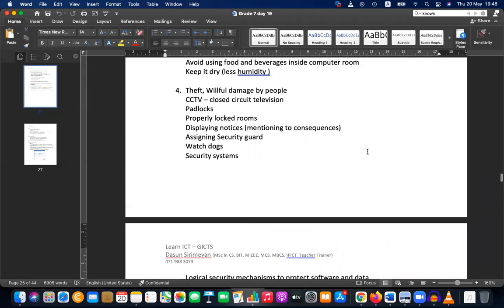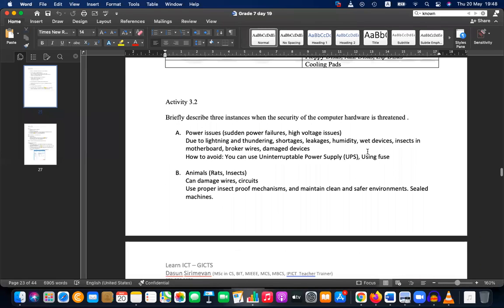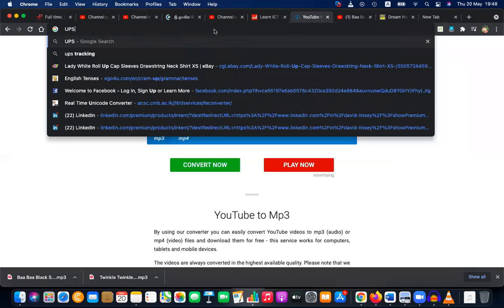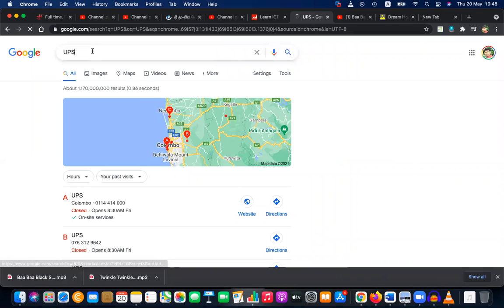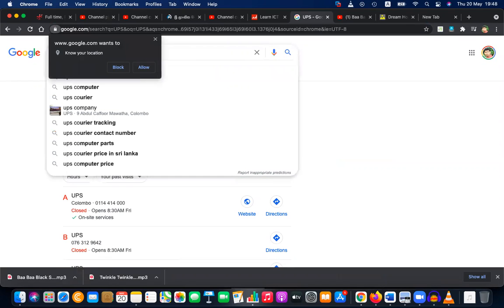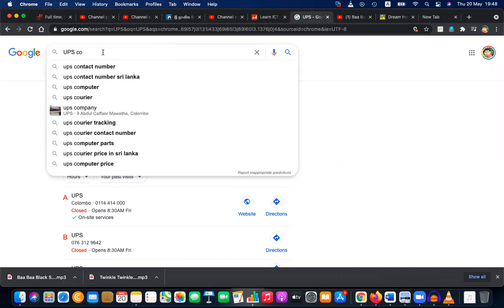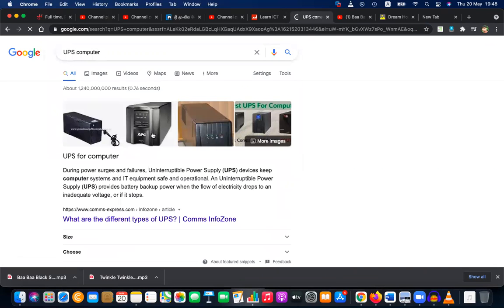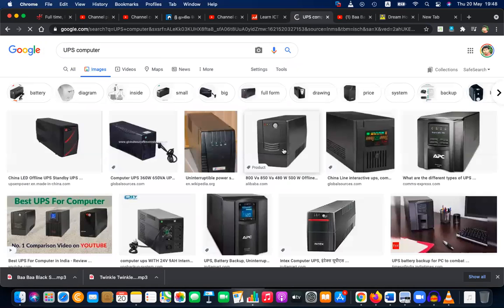Right. In case you need a summary of the lesson, I'll quickly summarize. Power issues you can stop by installing a UPS, uninterruptible power supply. UPS is a device like this. Just search for UPS with the computer, otherwise you'll get some different term. But this is the device. You can use this to protect your computer from power failures, because it's like a battery. It keeps battery power for a few minutes, not for long hours, but at least you can save your documents and shut down your machine.